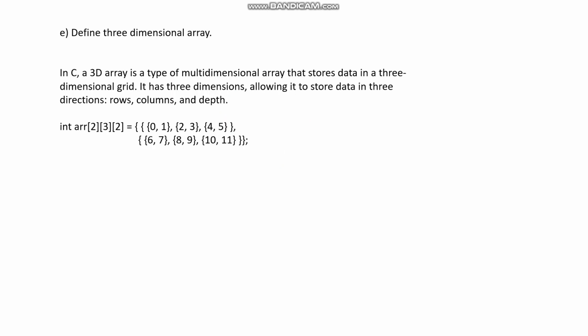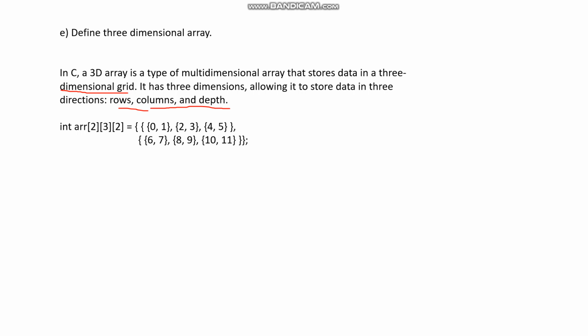Come to the next one: define a three-dimensional array. What is a three-dimensional array? A three-dimensional array is a type of multi-dimensional array that stores data in a three-dimensional grid. The grid contains rows, columns, as well as depth. If you have only rows and columns, it is called a 2D array. If there is depth also, then it is called a three-dimensional array.